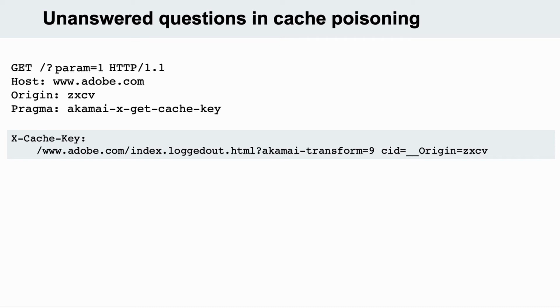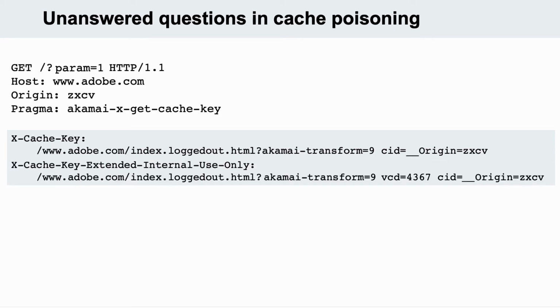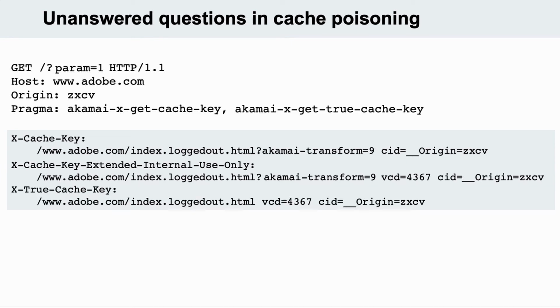But more concerningly, they don't just come back at you with that one header, they actually give you two cache keys which don't quite match. And if you add another pragma value, you get a third cache key. But, I'm sure things are simple, right? We just need to identify which of these cache keys is actually accurate.